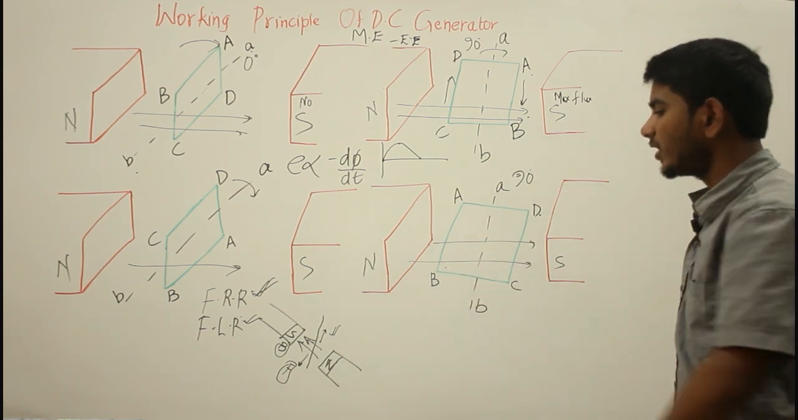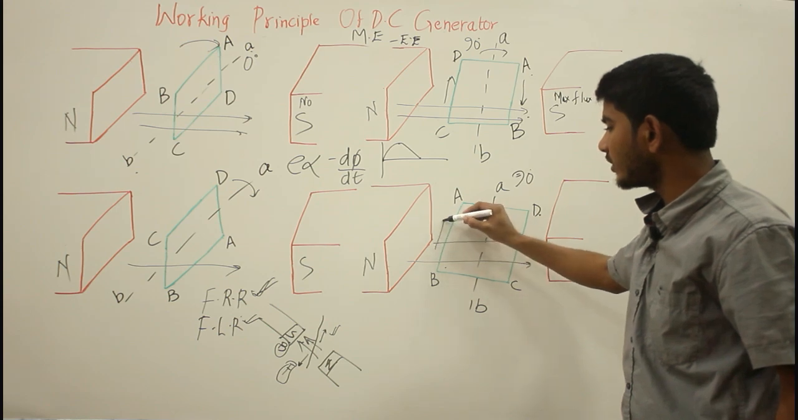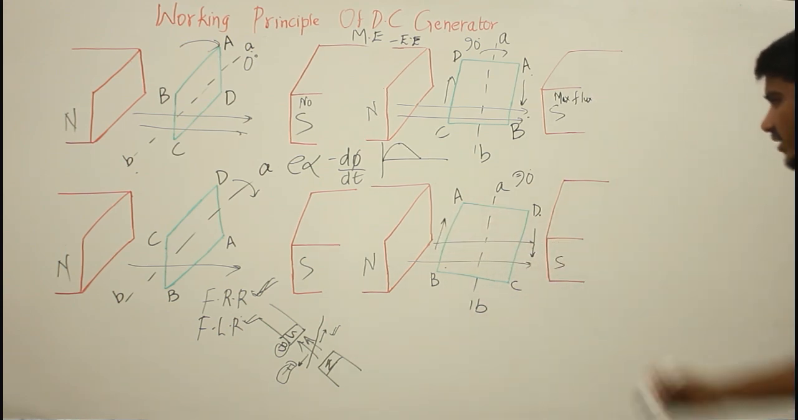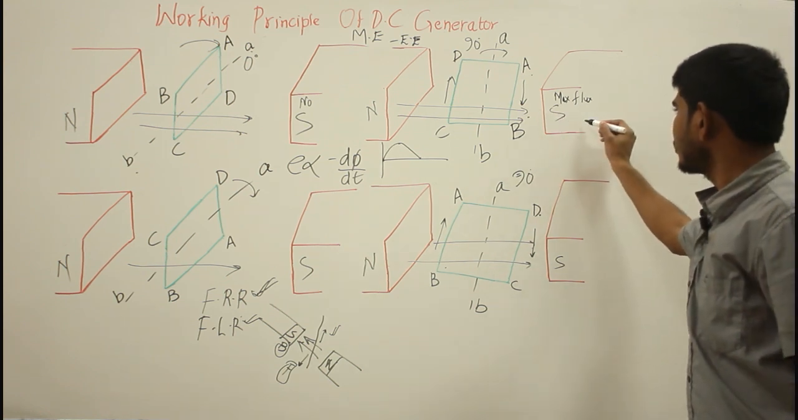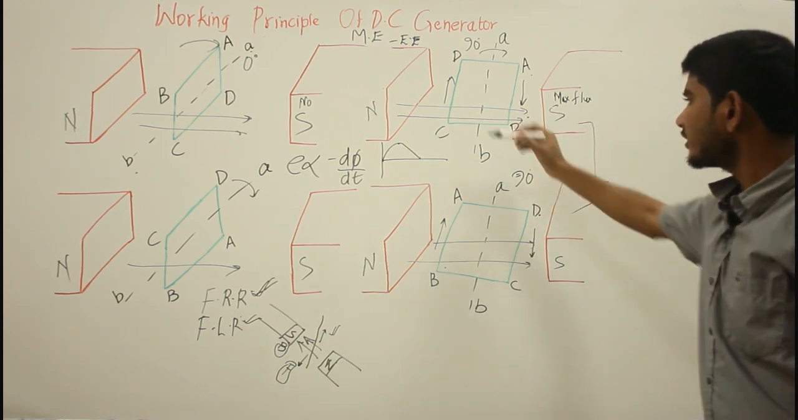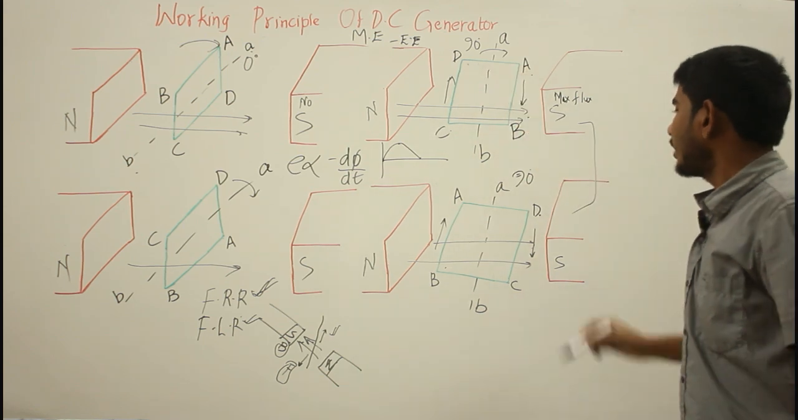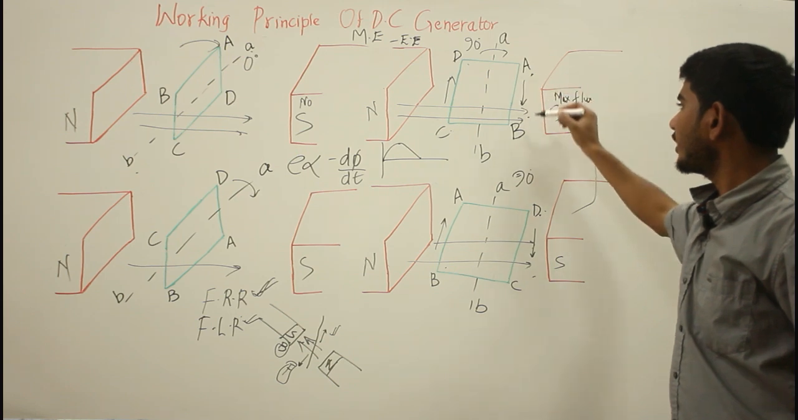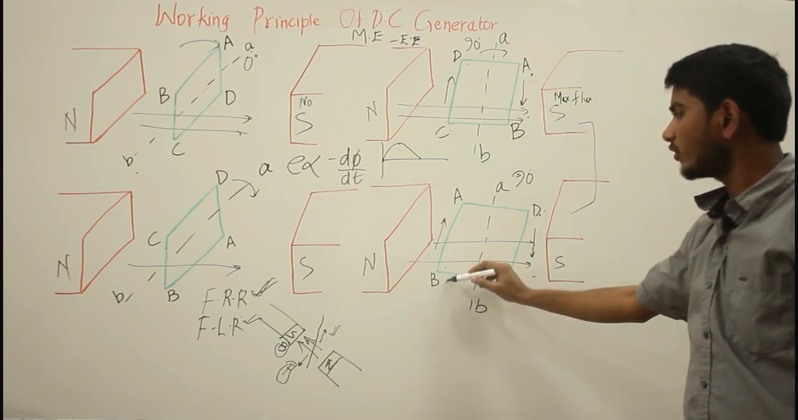And again applying Fleming's right hand rule, the direction of current will be like this, and the direction of current will be like this in CD. By observing these two, you can see that the current is flowing from C to D here, and the current is flowing from D to C here, and here the current is flowing from A to B, whereas here the current is flowing from B to A.